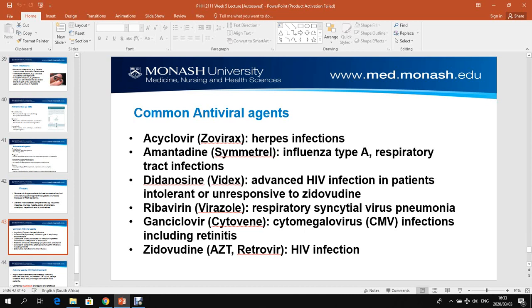Ganciclovir, also called Cytovin, is important for cytomegalovirus infections. For example, retinitis, this is a viral infection that infects retinal tissue. Retinal tissue basically is a tissue that is located in the retina. Retina is a part of the eye that is sensitive to light, which perceives light signal. And what will happen is that when viral infection occurs, there will be an inflammation of the retina, and that will disrupt the light perception.